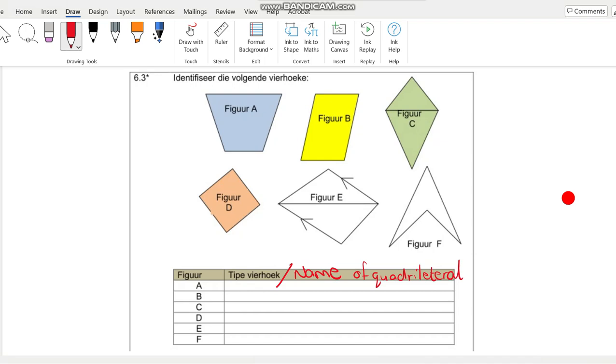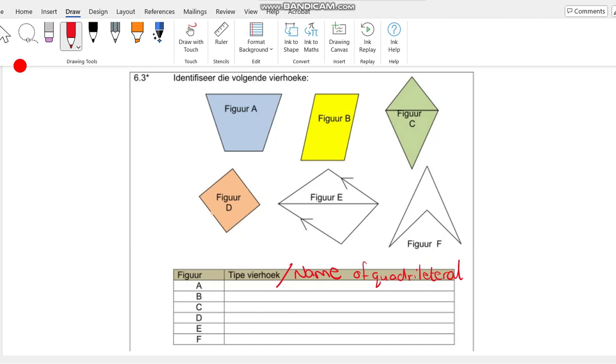6.3, it is to identify the quadrilaterals, the vierhoeken. So I'm just going to go through these with you, and then you can draw these in your book, do the columns, and then just, you don't actually have to do the columns. You can just say A equals, and then give me the answer.